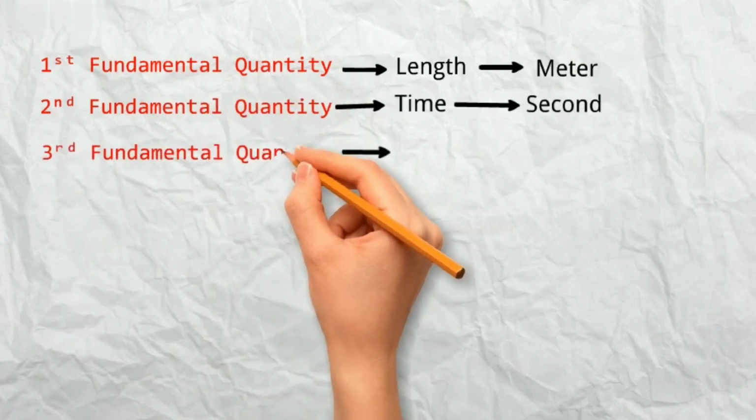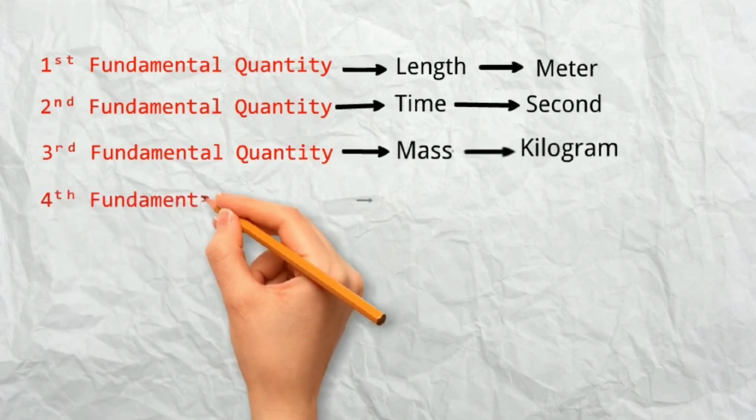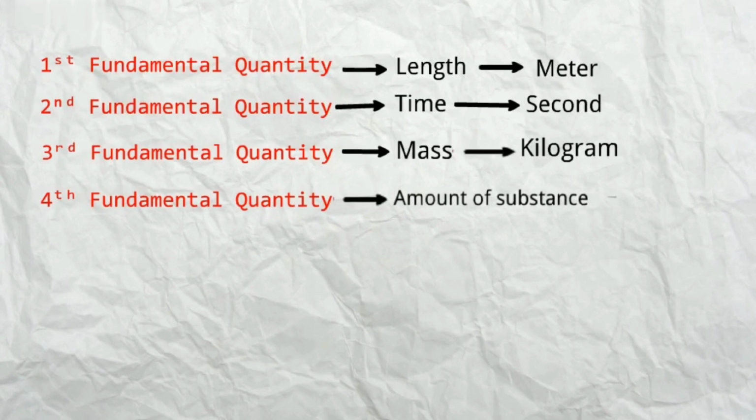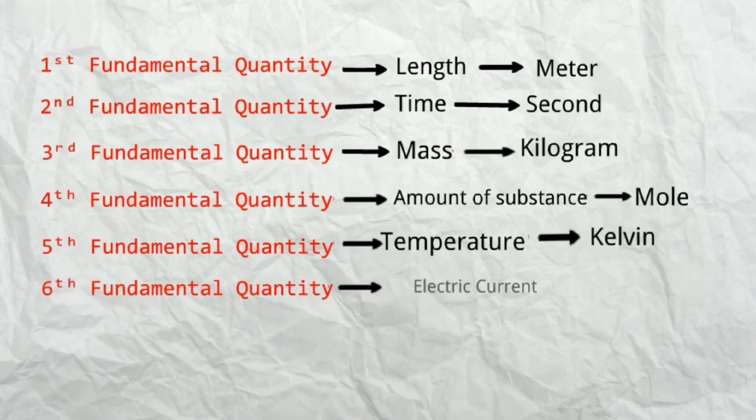The third fundamental quantity is mass, which is measured in kilograms. The fourth fundamental quantity is amount of substance, which is measured in mole. The fifth fundamental quantity is temperature, which is measured in Kelvin. The sixth fundamental quantity is electric current, which is measured in ampere.